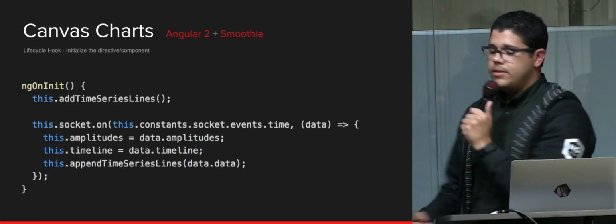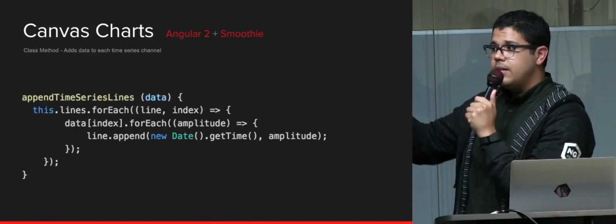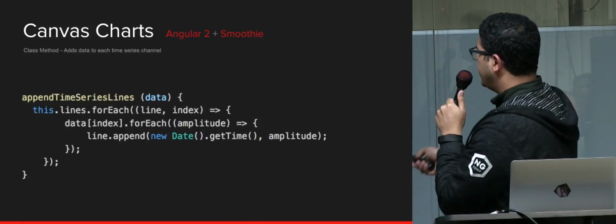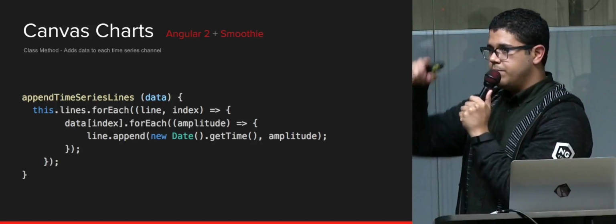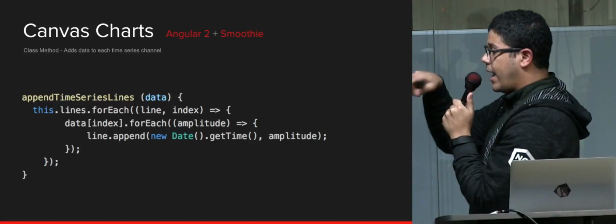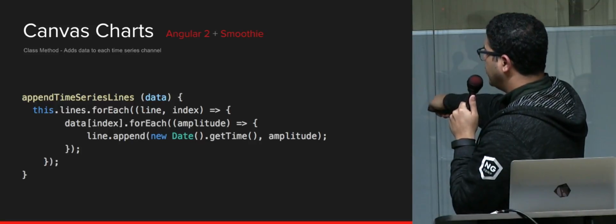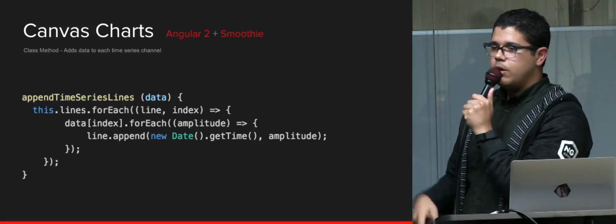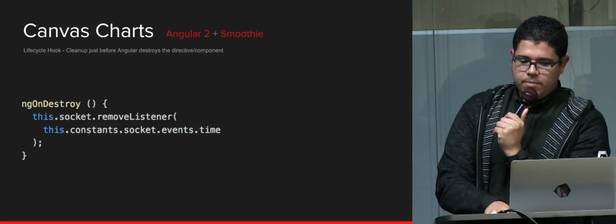Now, what append is doing, it does the same thing as instantiating them, but in this case, it sets the current value of the date time, I mean, the current now value in the date format, and the actual amplitude for each one of the channels. And I believe that's pretty much it.